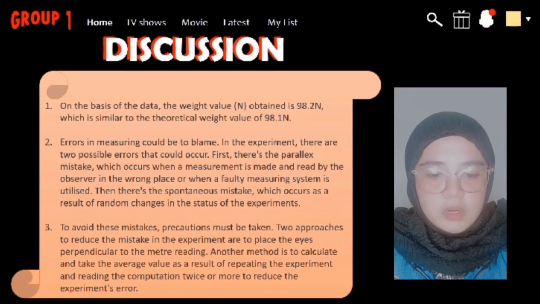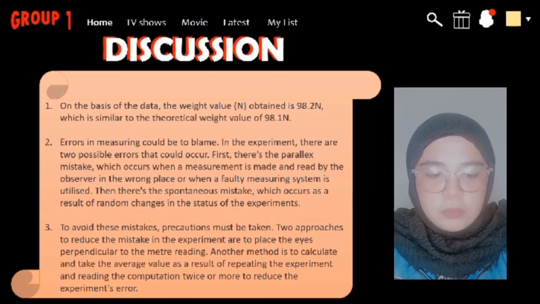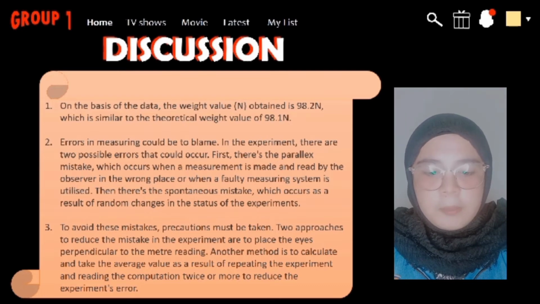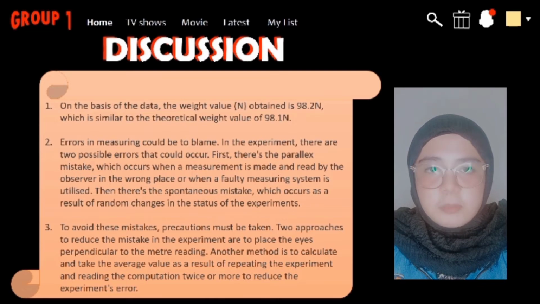To avoid these mistakes, precautions must be taken. Two approaches to reduce the mistake in the experiment are to place the eye perpendicular to the meter reading. Another method is to calculate and take the average value by repeating the experiment and reading the computation twice or more to reduce the experiment's error.